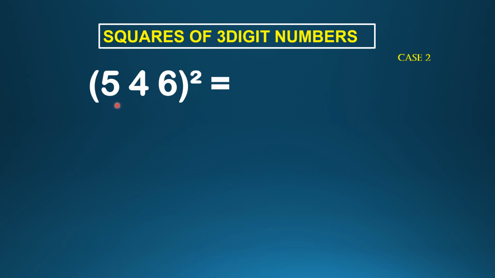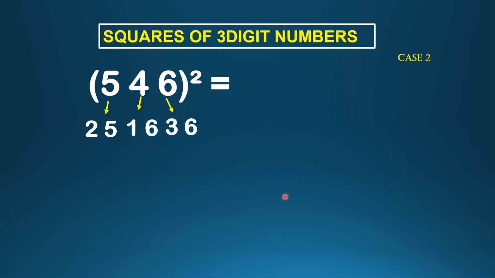Now, case 2 this is. We are considering the example 546 square. You can see here there is no 0 in the middle. So how to go on with this one? So let's start. 5 fives are 25. The last is 6. 6 sixes are 36. So the middle number, as it is 4, we will take it as 4 fours are 16.